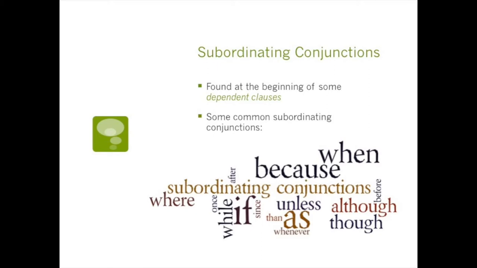So, if you see a subordinating conjunction at the beginning of a clause, you know it's a dependent clause, and therefore it cannot stand on its own as a complete sentence. So, you will need to add an independent clause to it in order to avoid a sentence fragment.